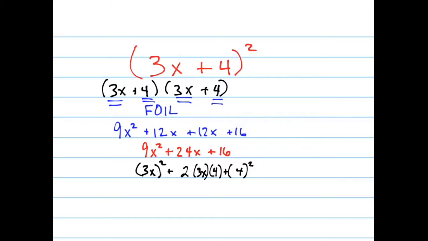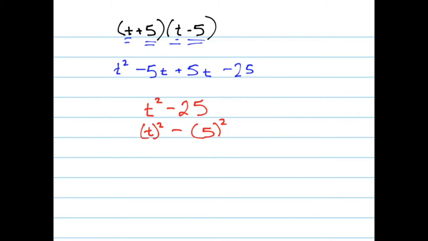If they're the same signs, we have one of these situations that we covered in the first examples. But when one's plus and one's minus, then those middle terms cancel each other out, and we get what's called a difference of squares, because we have a difference, which is subtraction, of two perfect squares, t squared and 25.